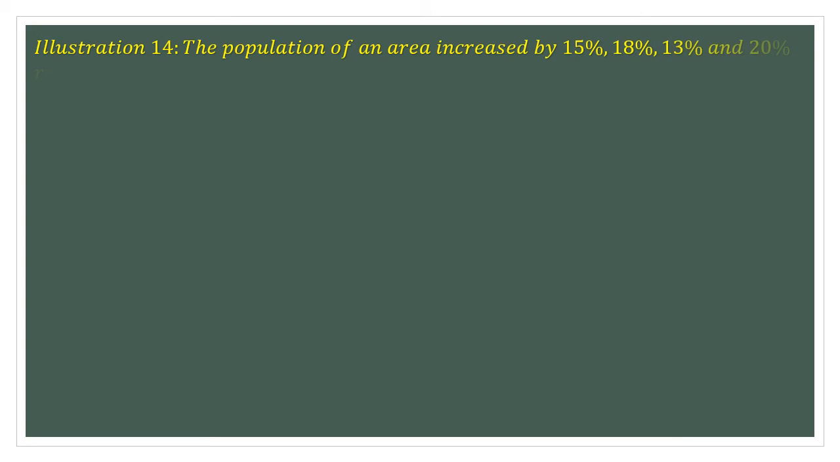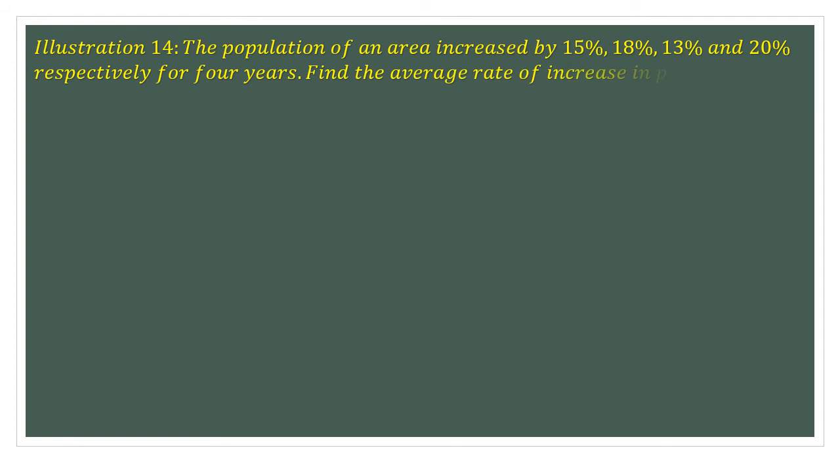We will finally start with some illustrations to understand the concept. Illustration 14. The population of an area increased by 15%, 18%, 13% and 20% for the 4 years. Find the average rate of increase in population. Now basically no measure is given here to calculate, but remember, whenever questions of this percentage increase or percentage decrease kind are given, always do the geometric mean.